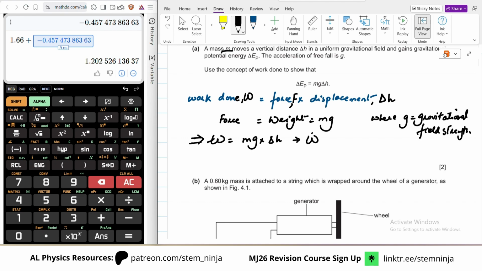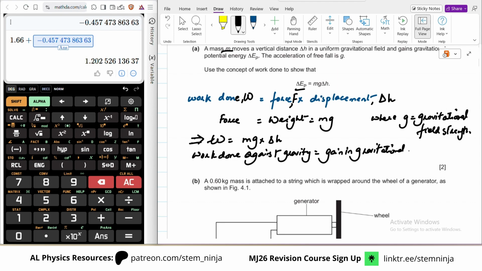Therefore, we needed to show the change in gravitational potential energy. So work done is equal to the change in gravitational potential energy. Work done against gravity is equal to gain in gravitational potential energy. Therefore the change in EP is mg delta h.